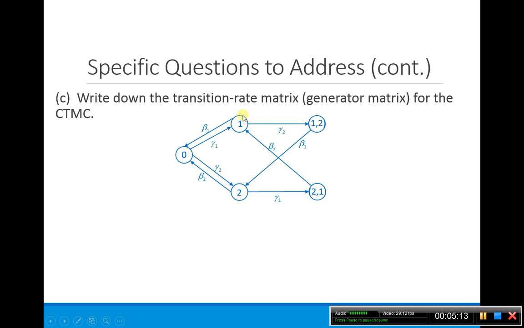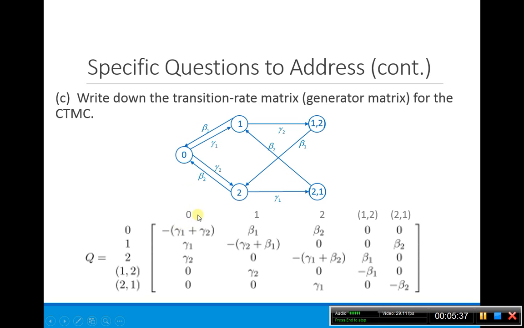If we're at 1, we're going to move to 0 at a rate of beta 1, and to 1,2 at a rate of gamma 2. If we're at 2, we'll move to 0 at a rate of beta 2, and to 2,1 at a rate of gamma 1. Then if we're at 1,2, we can only move to state 2 at a rate of beta 1, and from 2,1, we can only move to state 1 at a rate of beta 2. So these are our off-diagonal elements.